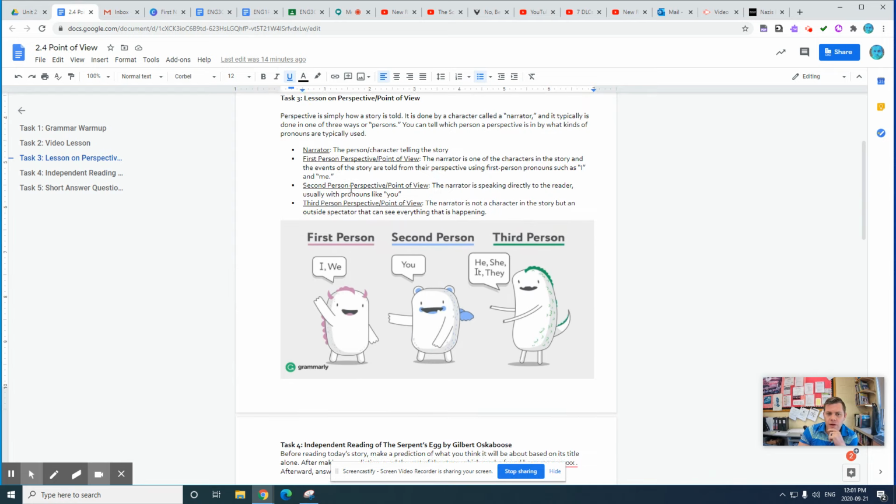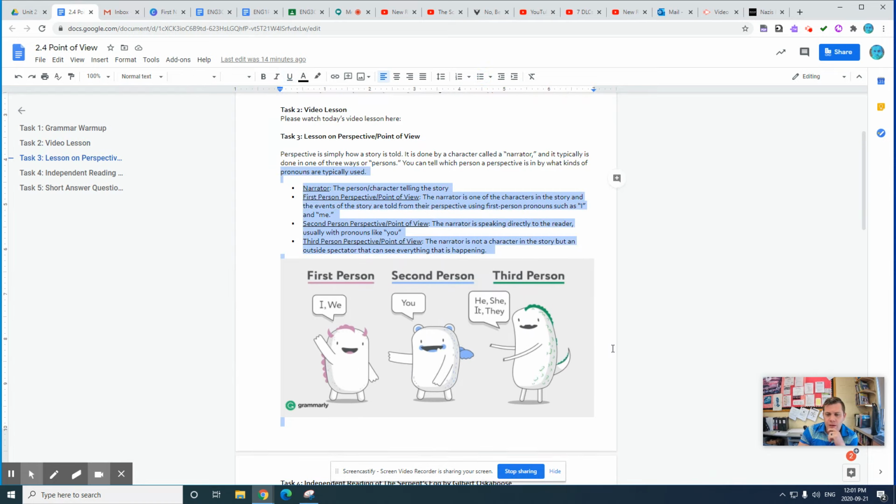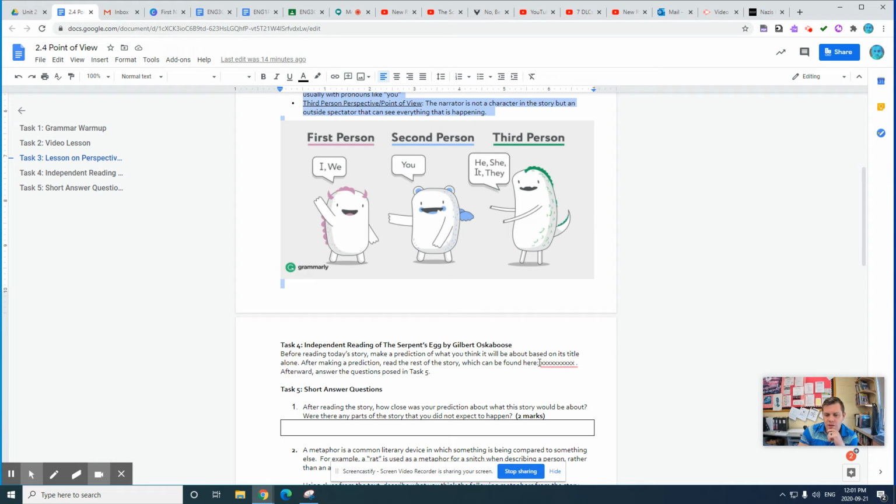So we're going to take our lesson on perspective and apply it to today's story, which can be found here. I'm going to insert the link there later. But it's called The Serpent's Egg by Gilbert Oscabos.